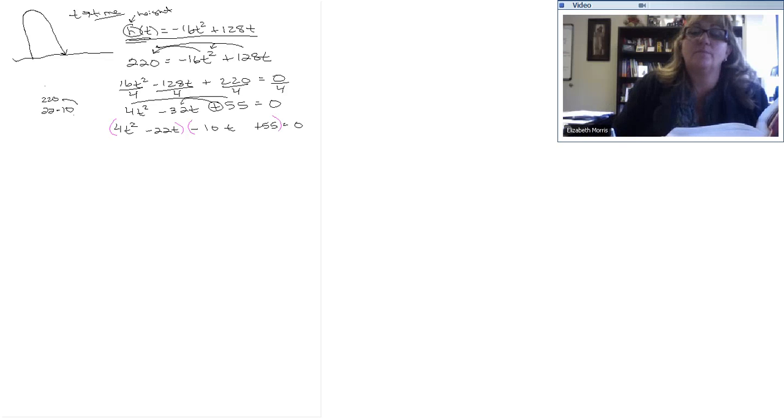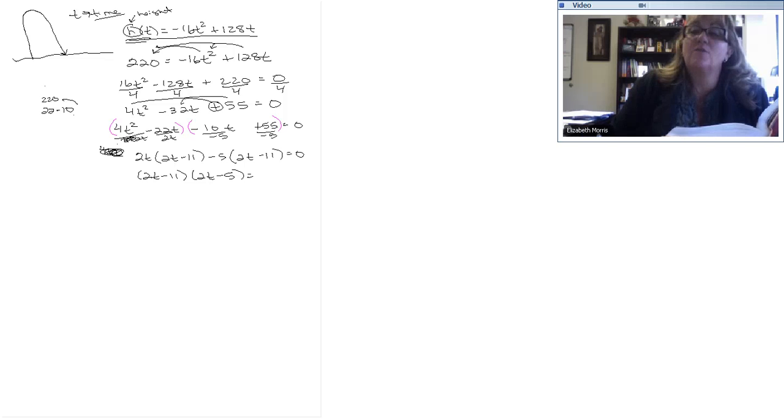So you group. What can I take out of the first set? I can take out a 4 and a t. If I take out a, oh no, I can't take out a 4t. No, I can take out a 2t. If I take out a 2t, I'm left with 2t minus 11. Here, I can take out a 5, and I have to make it negative. If I take out a negative 5, I'm left with positive 2t minus 11. So what do they have in common? 2t minus 11, and what's left? 2t minus 5.